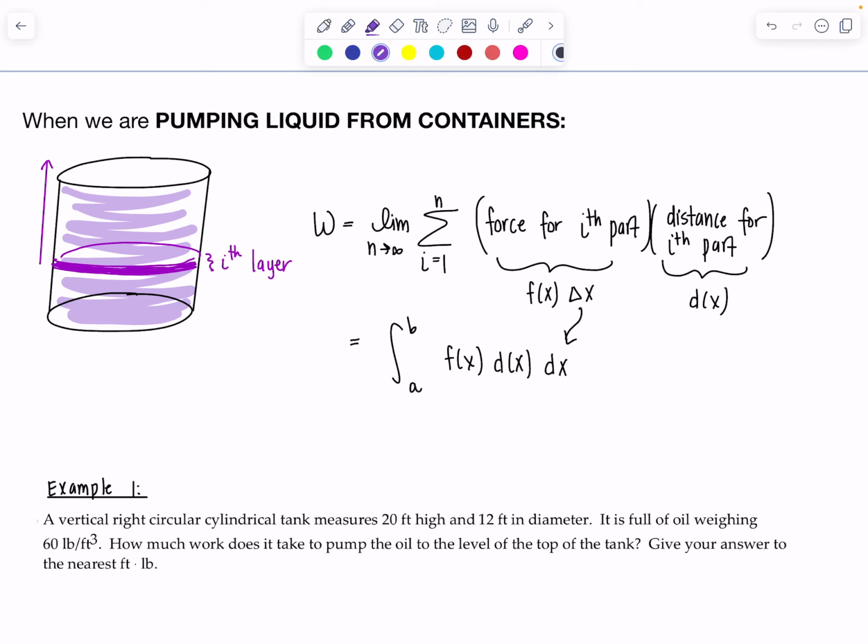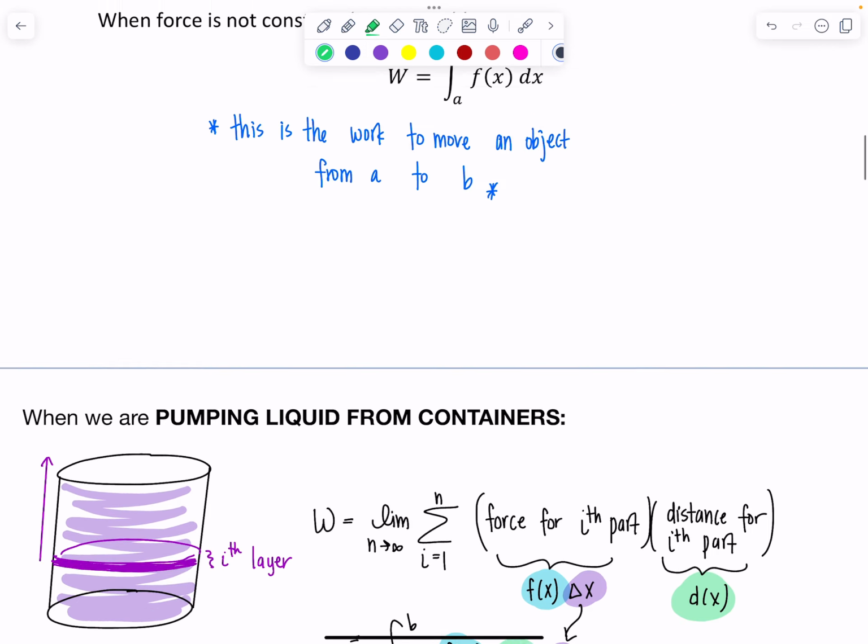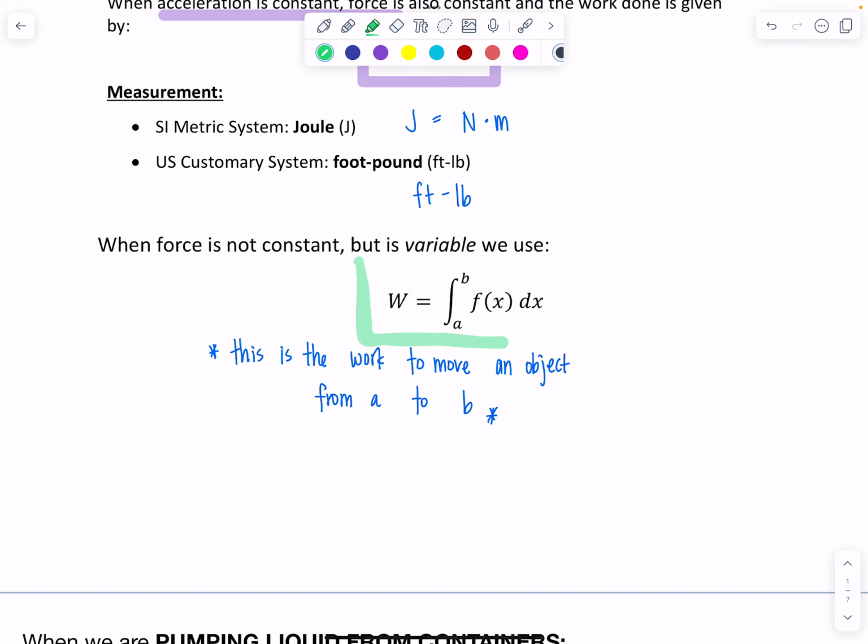So let me color code for you because I know it can be overwhelming. F of x is here. Delta x becomes dx in the integral. And then you have this one extra term. It seems, but not really, okay? So what's confusing is when students see this formula for work, they think that's what we're applying when we're pumping liquids, but it's not. This is just moving one object from A to B.